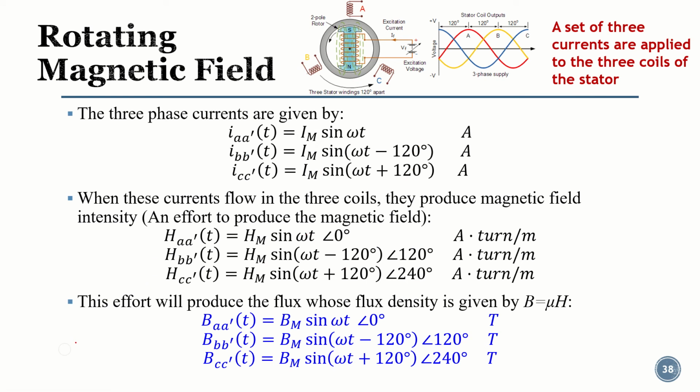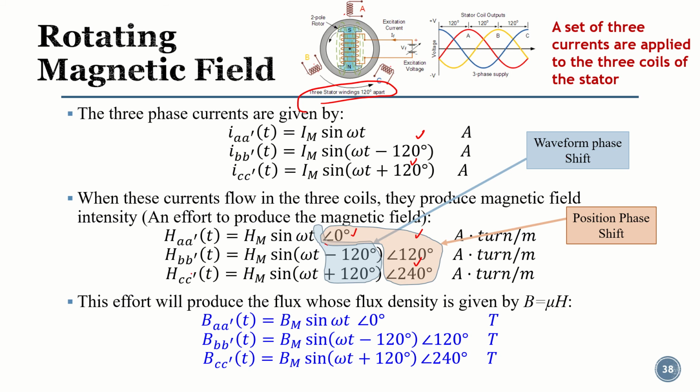There is one very important thing here. Basically, this is the phase difference, the input phase shift. In the input waveform we have the phase shift. Then we know that these three coils are actually placed 120 degrees apart from each other, so we will also have a spatial phase shift, the position phase shift. So in the magnetic field being generated, we will have two phase shifts. One is due to the input waveform phase shift. The other is due to the position, or spatial, phase shift.